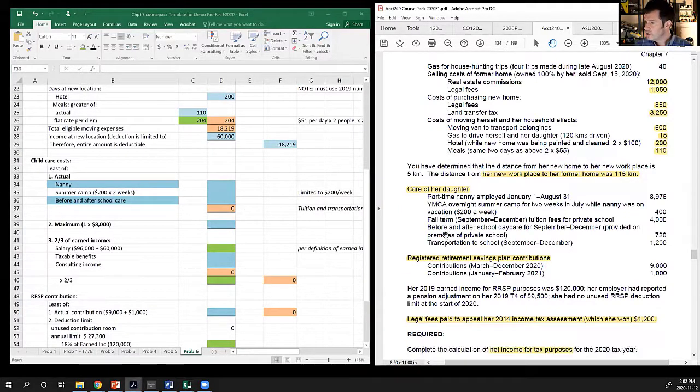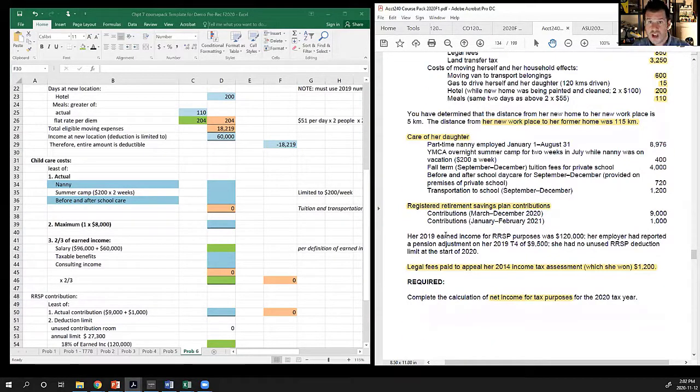So now we're going to move on to childcare. We'll focus on childcare expenses right now. Let's take a look. We have a part-time nanny. So here's care of her daughter. A part-time nanny. Expenses incurred were $89.76. This is an eligible expense. It's to look after her kid. Next up, YMCA overnight summer camp for 2 weeks in July while the nanny was on vacation, $200 a week.